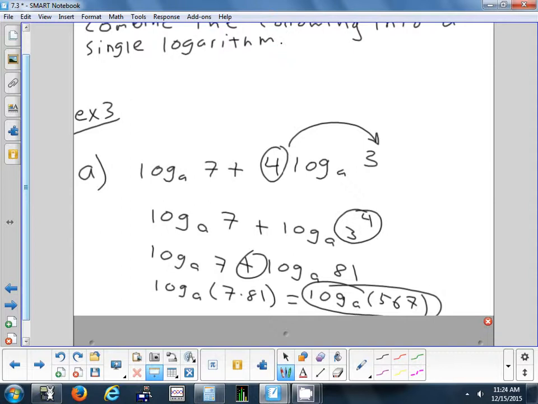Do we have to multiply it, like with the 81? Yep, if you can multiply that, just do that together. You can use your calculator if you need to.